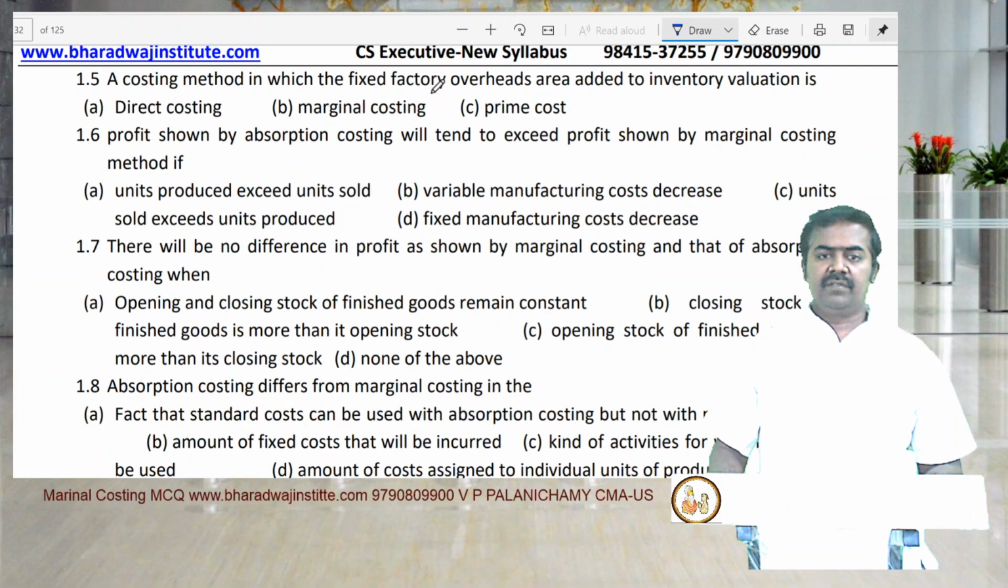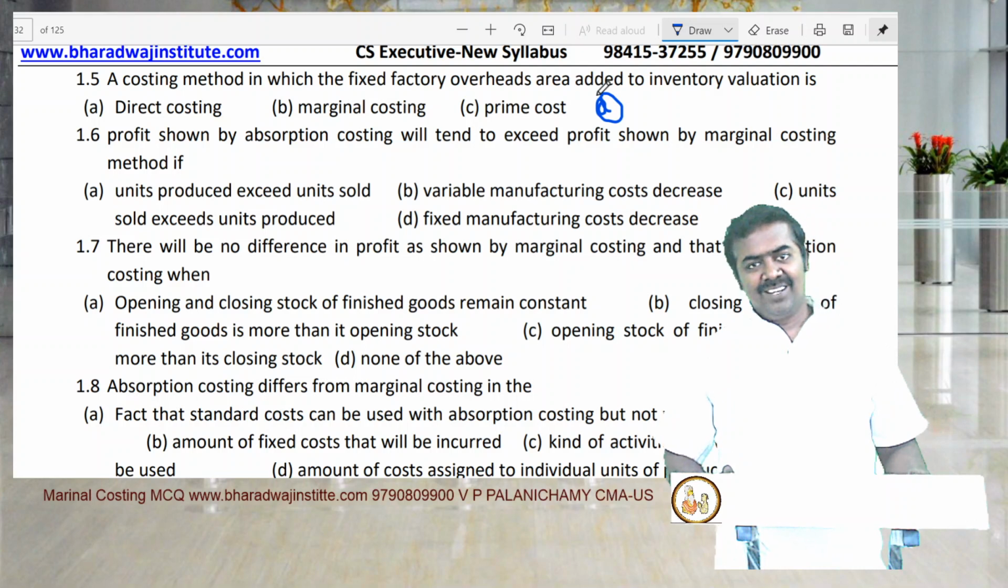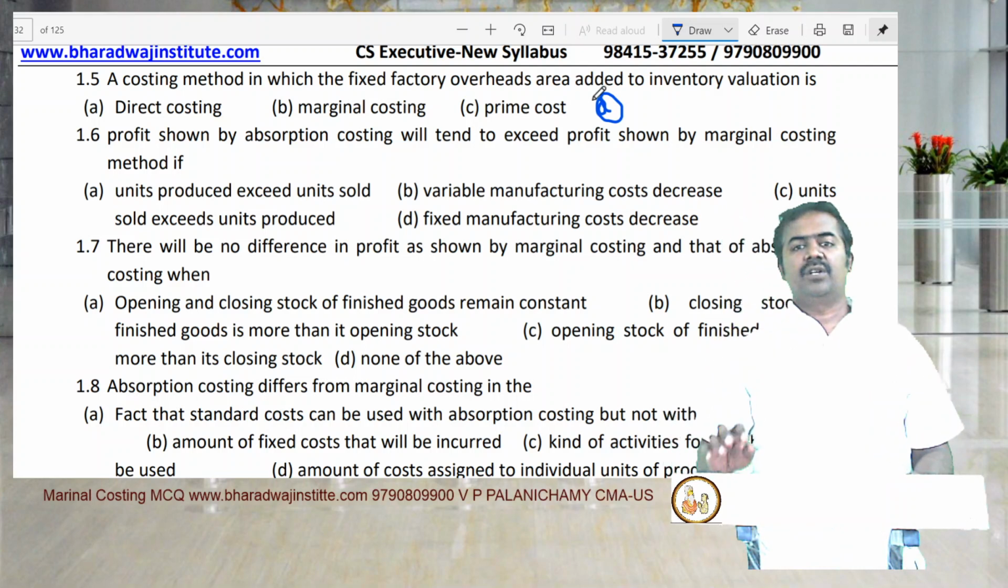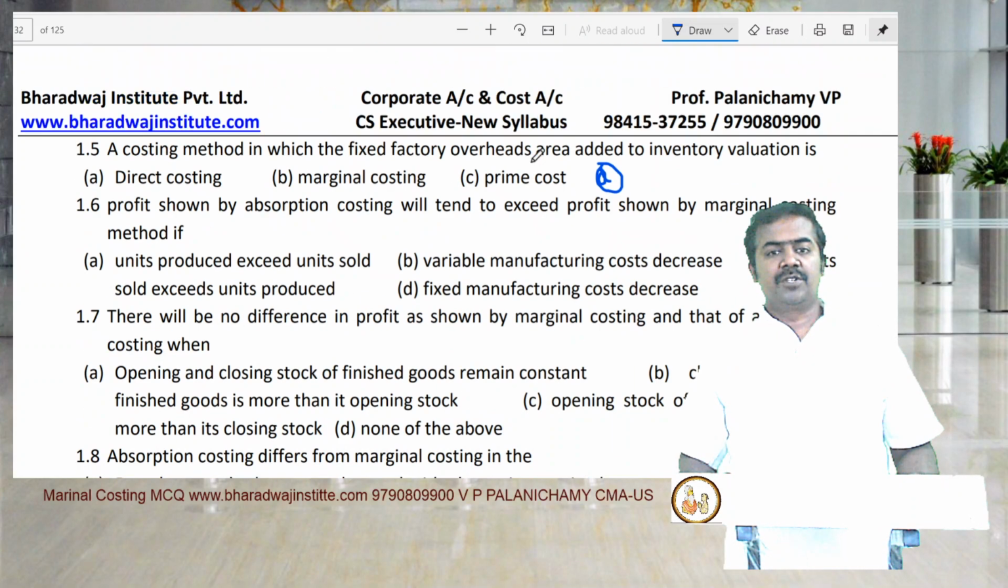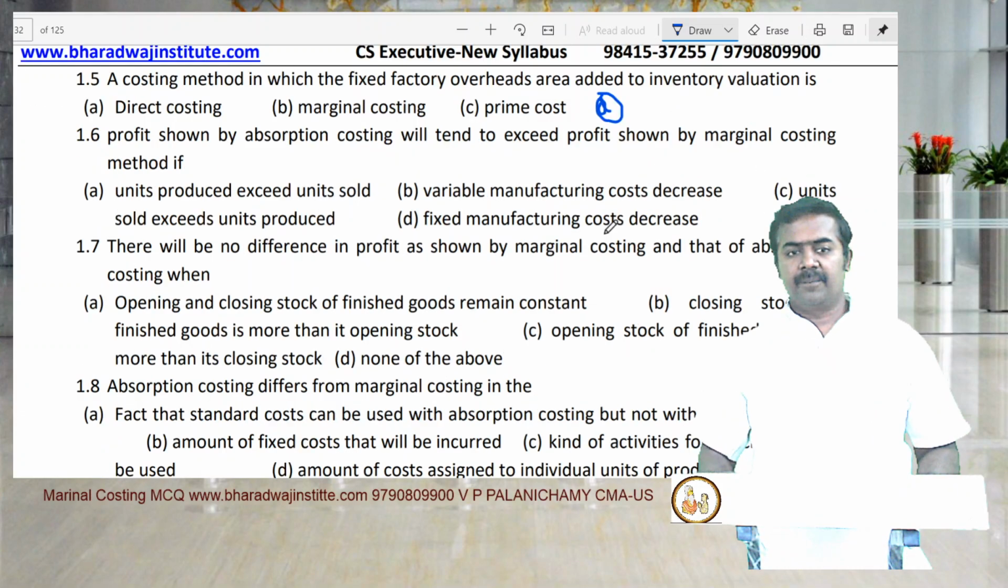A costing method where the fixed overheads are added in inventory valuation, which means fixed overheads are included in inventory valuation. Option is not there. Make an option, option D. Option D, absorption costing, where we include factory overheads, fixed overheads also. Absorption costing. Not direct costing, marginal costing, prime cost. It is D. Added absorption costing.